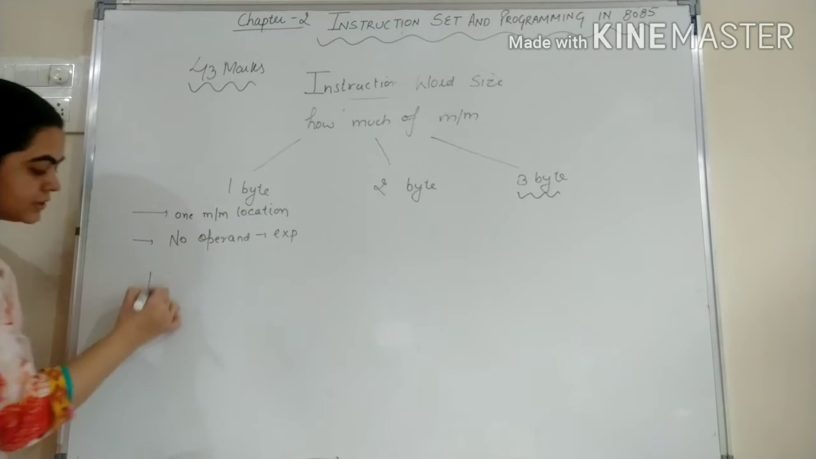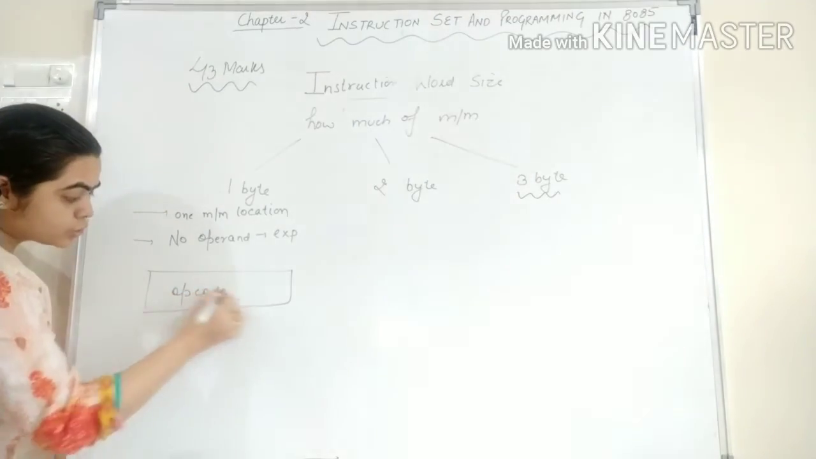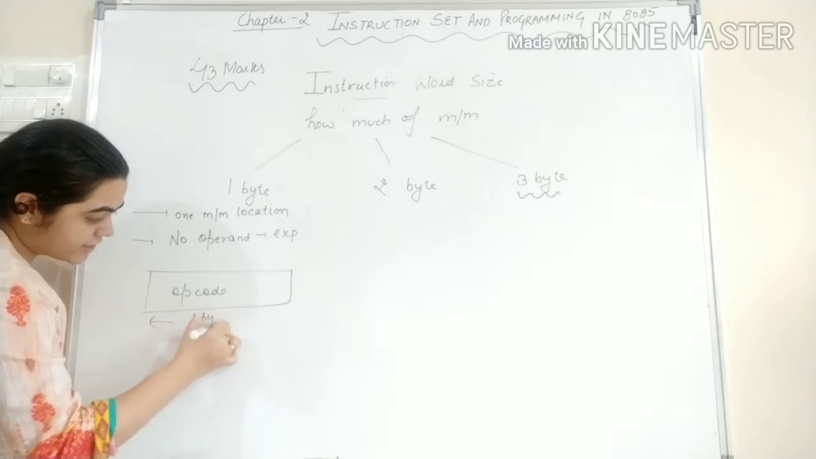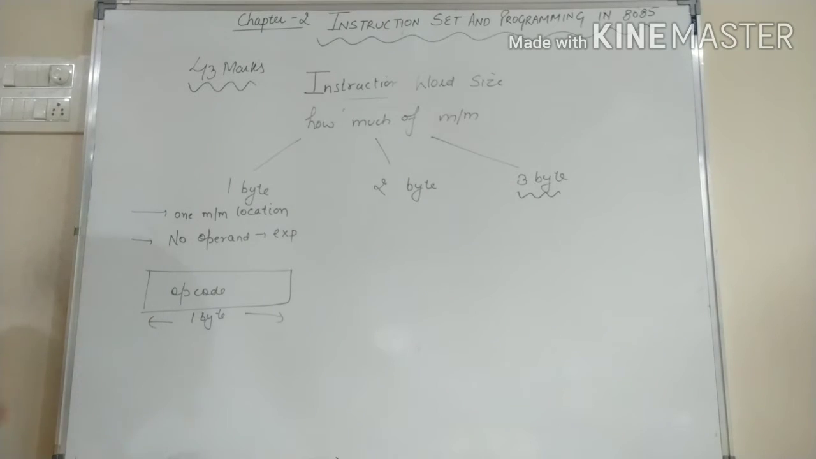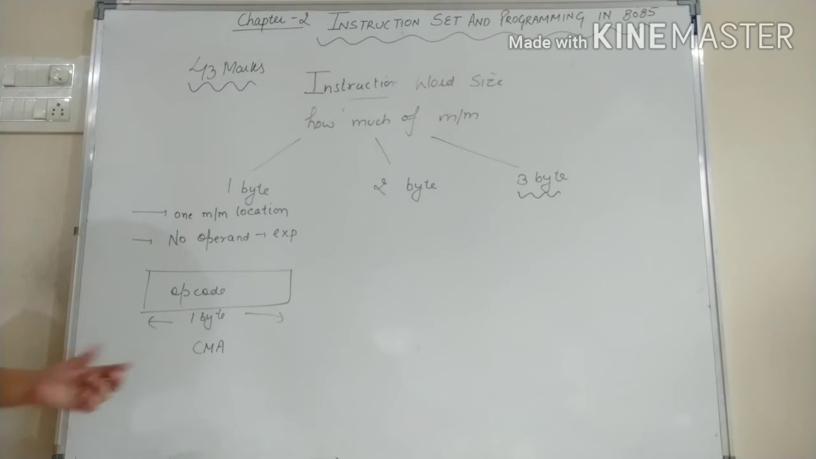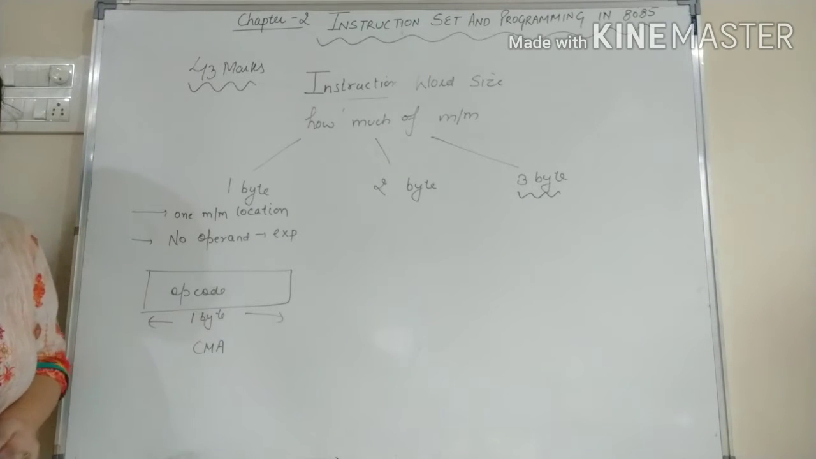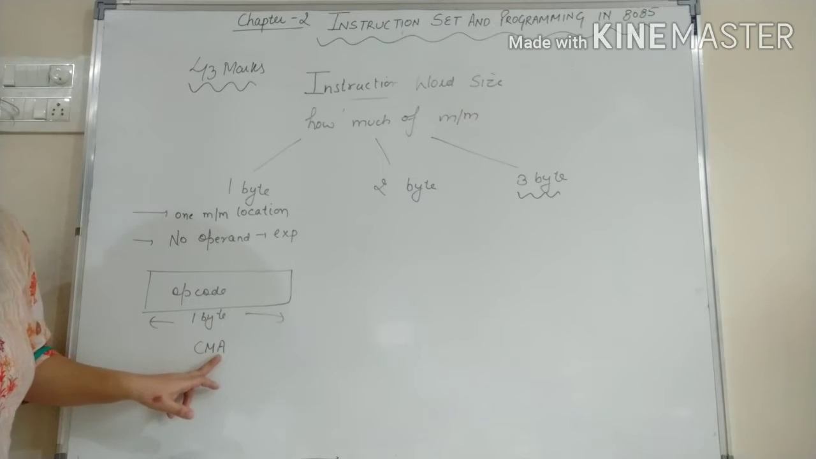So here you can see we have a format like this, opcode. In this memory location, that is a 1 byte memory location, the opcode as well as the operand are stored in the same memory location. For example, we have an instruction that is CMA. CMA means complement the contents of the accumulator. So what contents we have to complement are present in the accumulator.